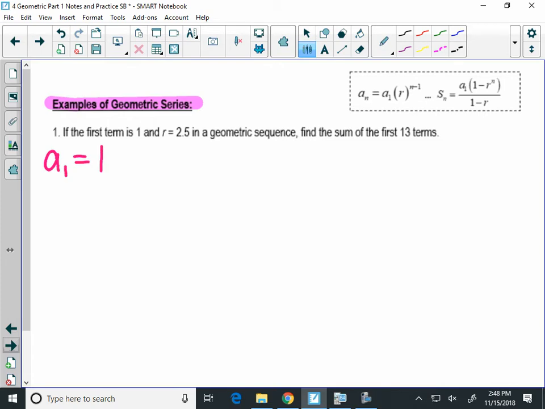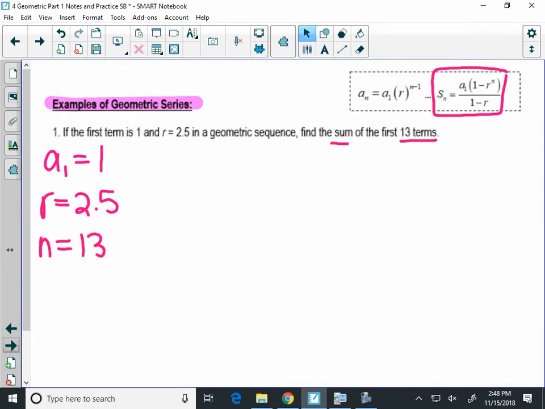The first term of a series is 1. R is 2.5, that's your common ratio, so every term is being multiplied by 2.5. We want to find the sum, so it means we're using the series formula, of the first 13 terms. The 13 is your value of n. So when I put this into the formula, I'm trying to find the sum of 13 terms.